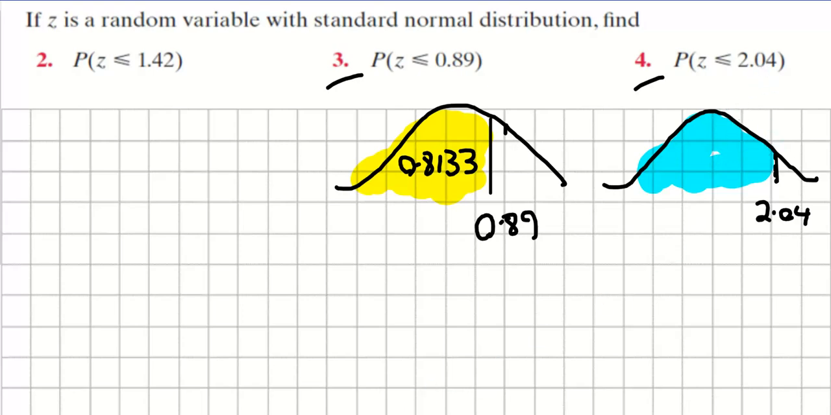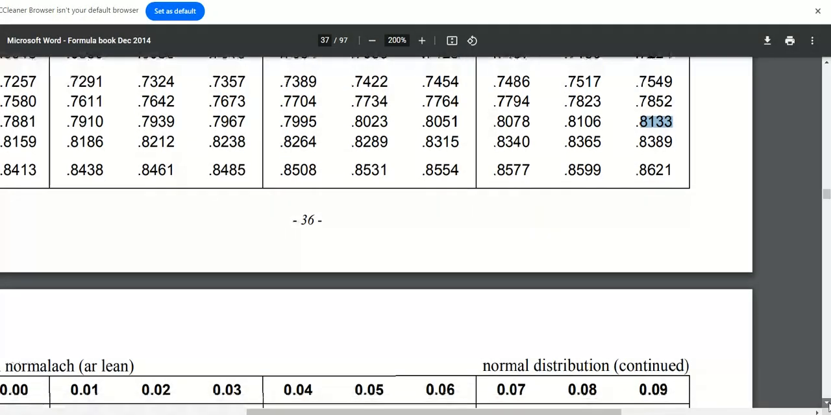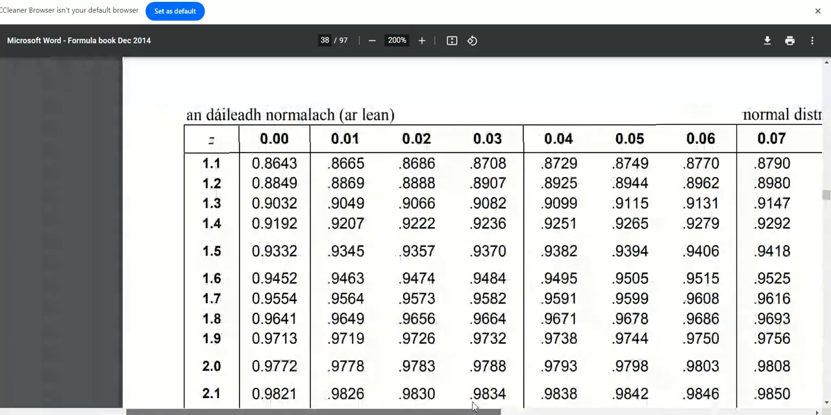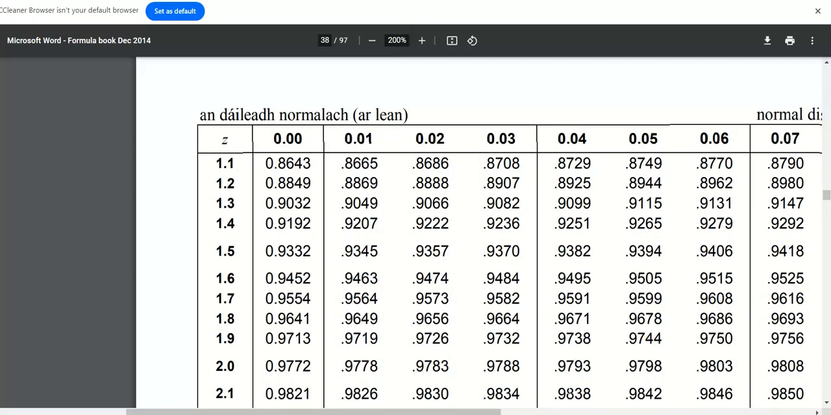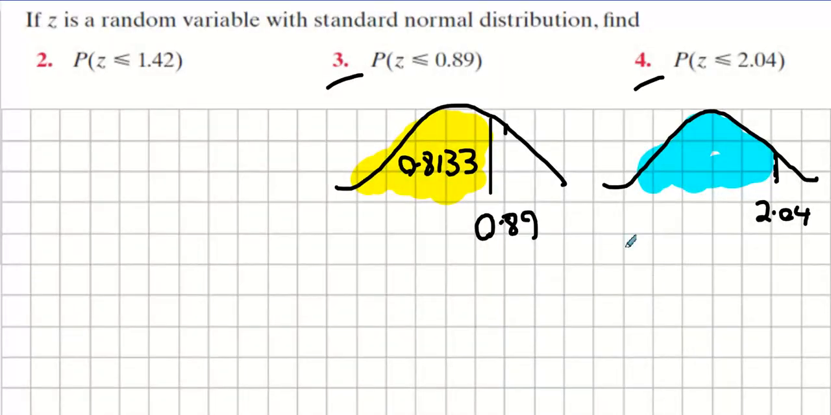So we go again and we look for 2.04. Okay, I go down. Go left. 2.04 is located here. Who got 0.9793? Bill. Have you ever used these tables before? All right, good.